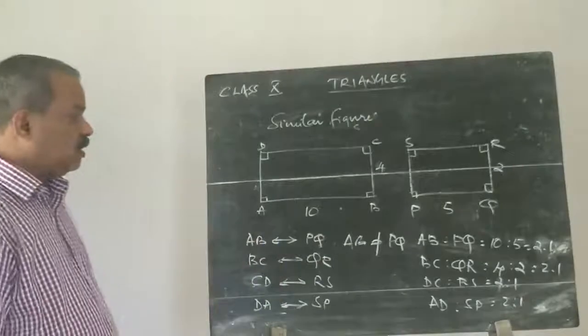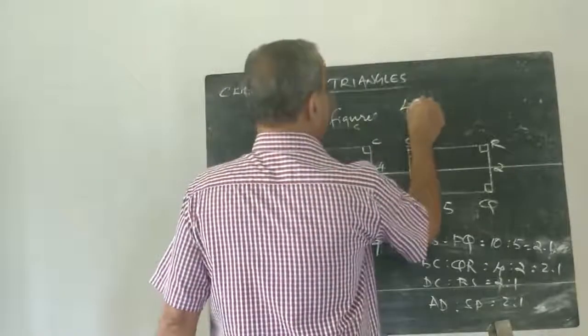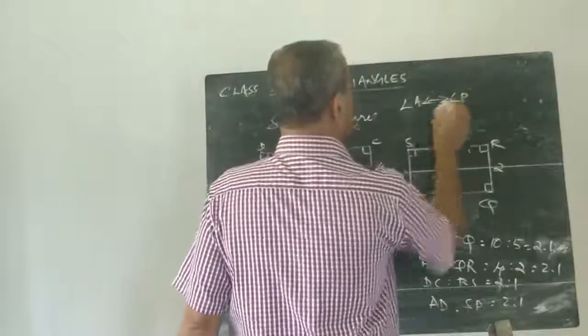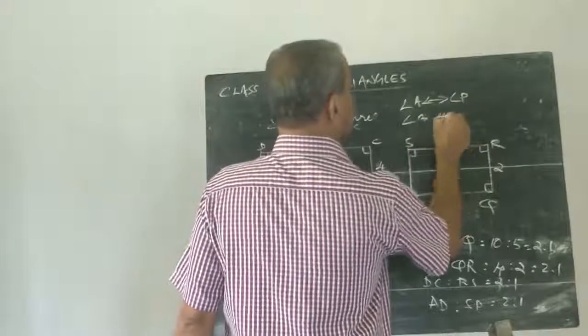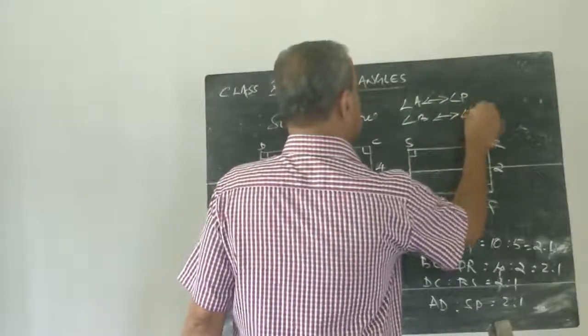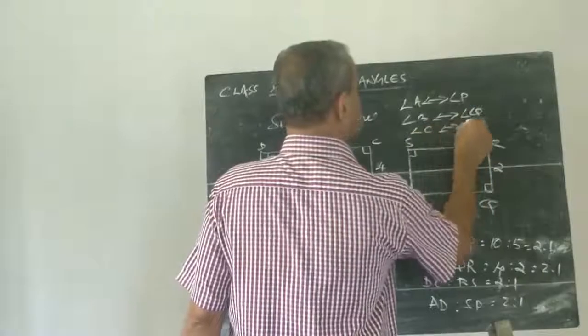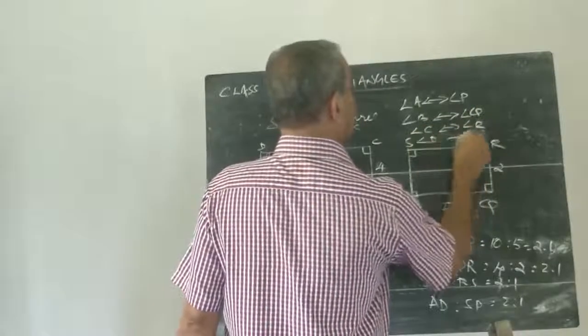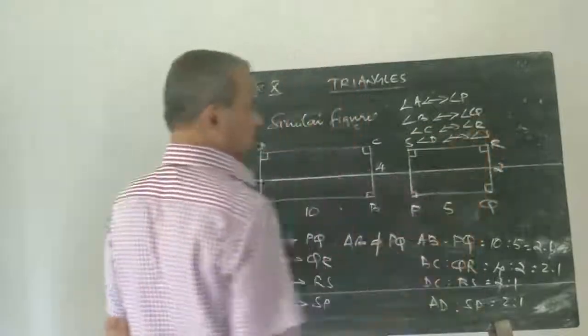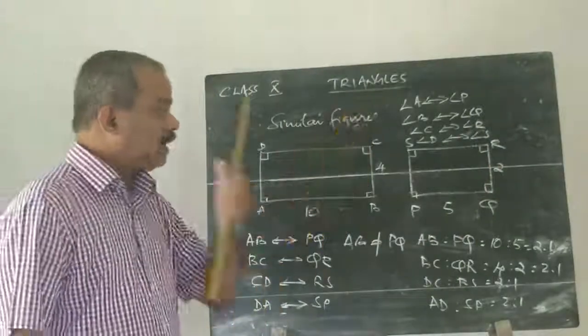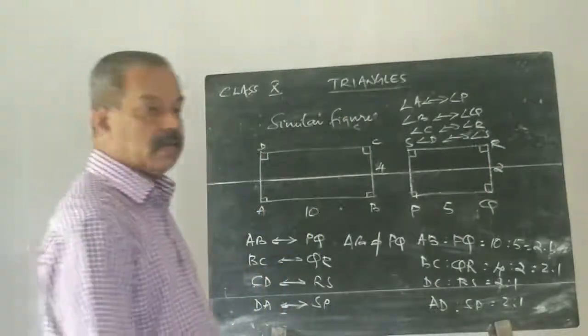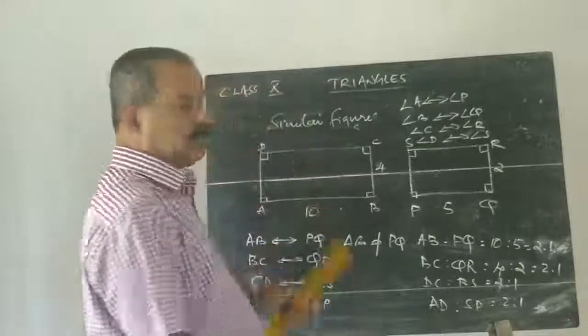What about the corresponding angles? Angle A corresponds to angle P. Angle B corresponds to angle Q. Angle C corresponds to angle R. Angle D corresponds to angle S. And what is the relation between angle A and angle P? Are they equal? Yes, they are right angles.